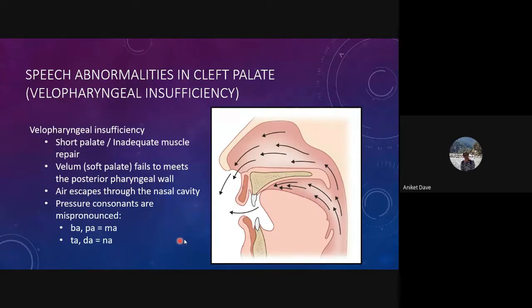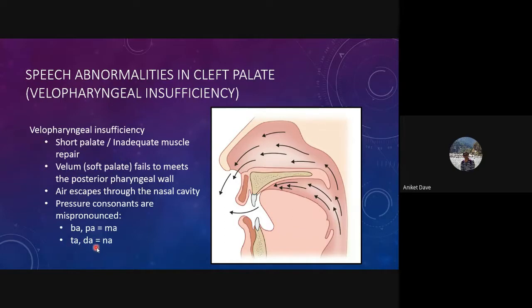However, in patients with cleft palate, even after a surgery or prior to surgery, there's a definite communication. Even after surgery, if the muscles have not been repaired adequately or the palate has not been lengthened adequately, the palate is not able to go and meet the posterior pharyngeal wall. So when these kids try to speak these pressure consonants, they are unable to create the necessary pressure inside the oral cavity as the air escapes into the nasal cavity and comes out through the nose. So these alphabets are mispronounced. If you ask them to say Baba or Papa, it will sound like Mama because of this problem.